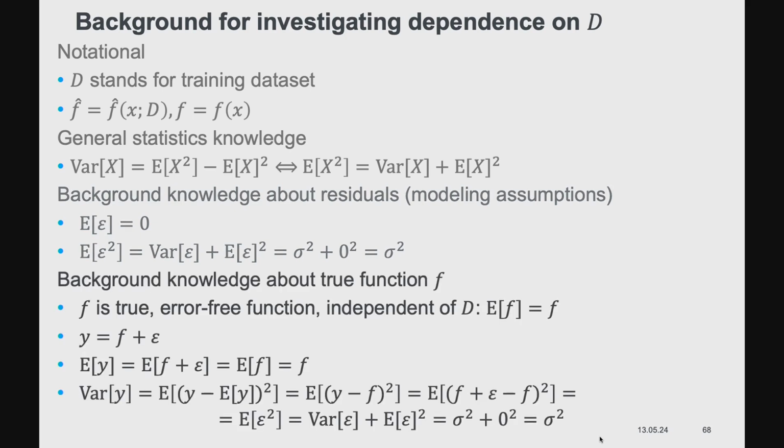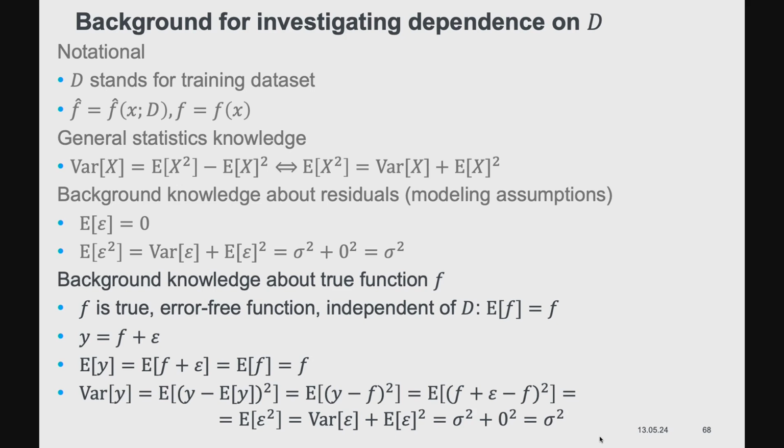Now we have the true function. f is true, an error-free function, independent from our data set. So the expected value of our f is just our f. So what we can do for points, we can also do for functions. Also, functions have expected values. I mean, a function is also nothing else than an infinitely large vector, right? For every x, we have a y. So that's nothing else than an infinitely large vector.